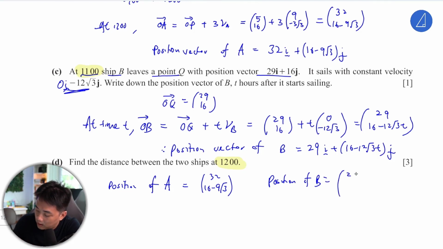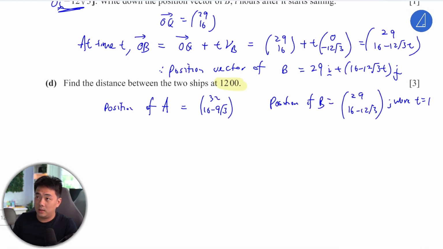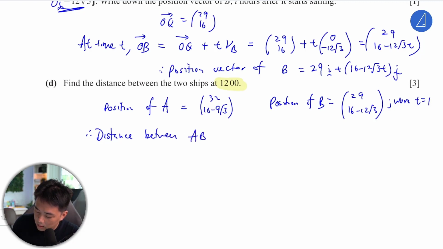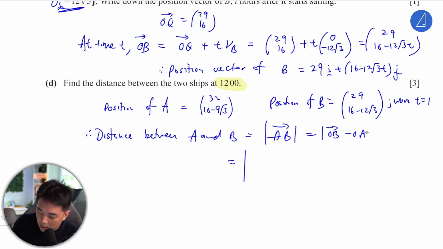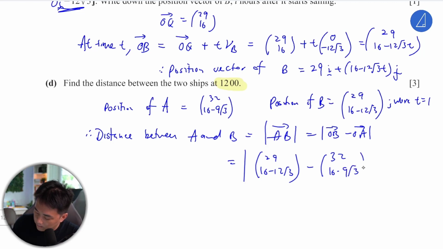Okay, so this is 29, t equals 1. So this is 16 minus 12 root 3. This is when t equals 1 hour left. Okay, so in this case, to find the distance between A and B, the distance is equal to the modulus of AB. So I'm just going to take OB minus OA, modulus. So in this case, (29, 16 minus 12 root 3) minus (32, 16 minus 9 root 3).